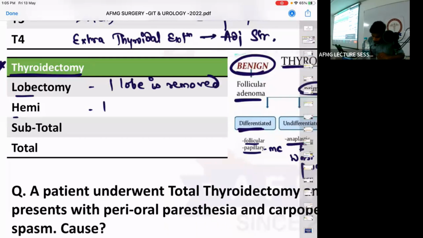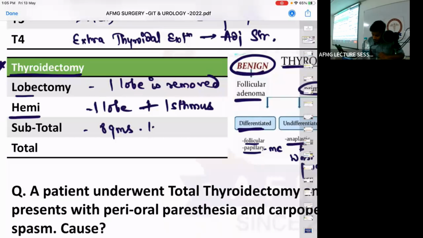If one lobe is removed along with the isthmus, it is called hemithyroidectomy. Okay? If only 8 grams of tissue is left behind, and the other thyroid is removed, that means 4 grams on one side, 4 grams on the other side, it is called subtotal thyroidectomy. Remember, 8 grams is left behind. Okay? Everything else is removed.